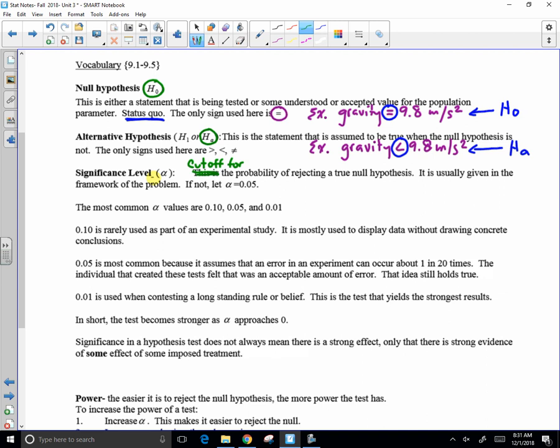The probability of rejecting the true null hypothesis, or words to that effect. It's more of a benchmark. Just to paraphrase it a little bit, it's the desired probability, because you never want to reject anything that's true.